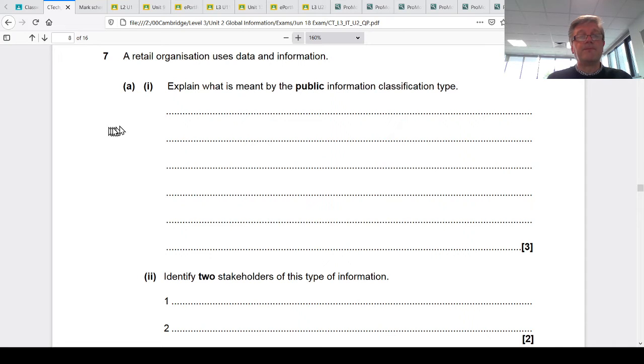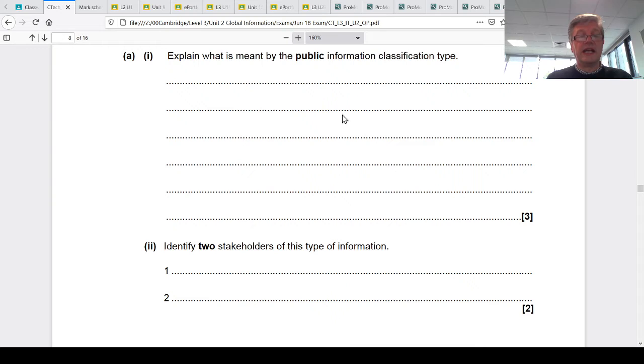So they're retail. Explain what is meant by public information. Well, that's anything that is available for the public to just go and have a look at. So what they want from you from this question, for 3 marks, is what does it mean that the information is public? And maybe give some examples of what that is. And then the question we're interested in, what are the stakeholders of this public information?